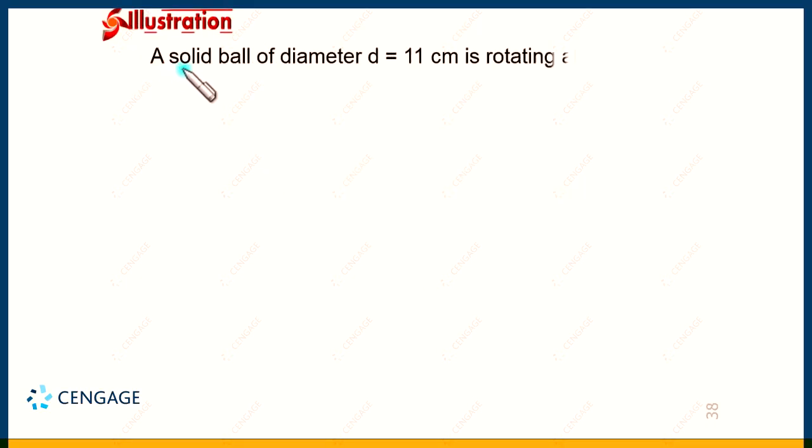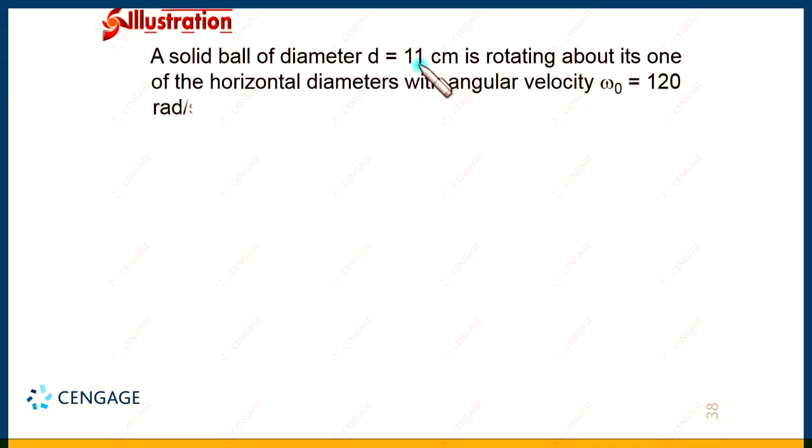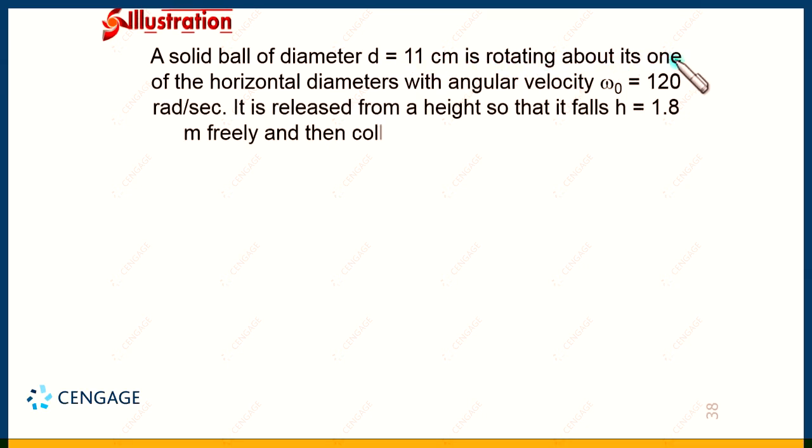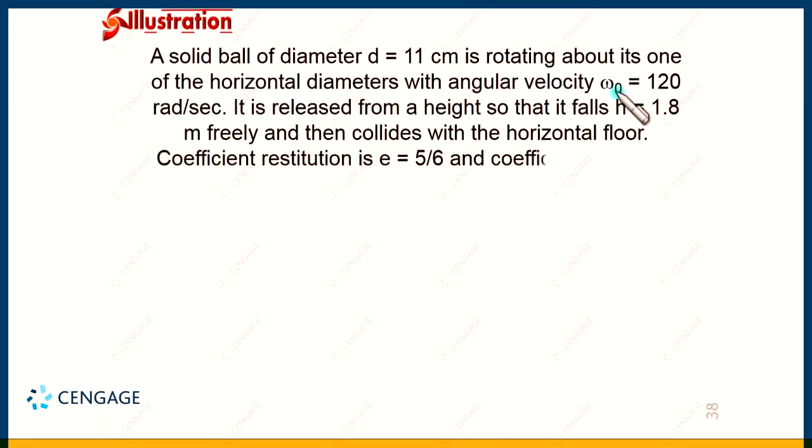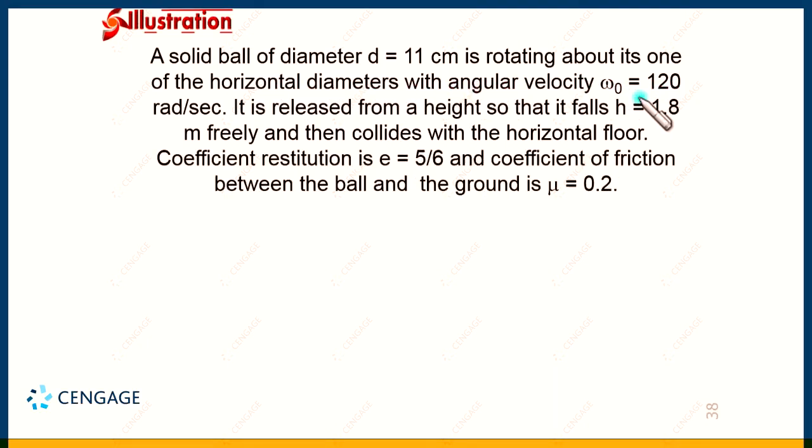In this illustration it is given a solid ball of diameter d equal to 11 cm is rotating about one of its horizontal diameters with the angular velocity omega naught equal to 120 radian per second. That is, we are having a solid sphere of radius 11 cm rotating with the angular velocity 120 radian per second, right? And it is released from height h equal to 1.8 meter so that it falls freely and then collides with the horizontal floor. That means at height 1.8 meter we release the ball. Ball is rotating about its horizontal diameter and it collides with the horizontal floor.